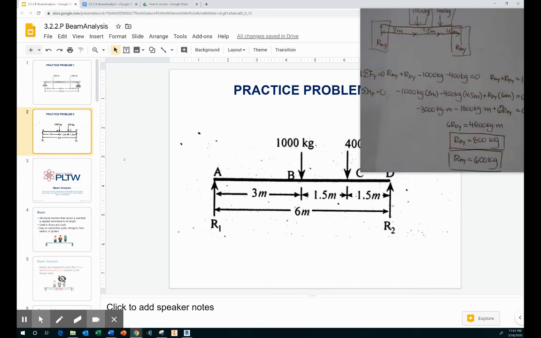If you got it right, you're ready to move on to this problem, because you really got to understand these concepts in order to understand how we're going to use them now to determine what beam we're going to use.